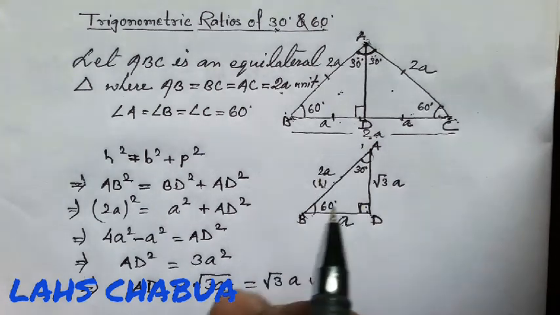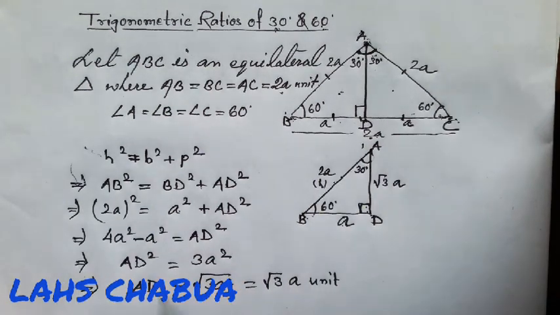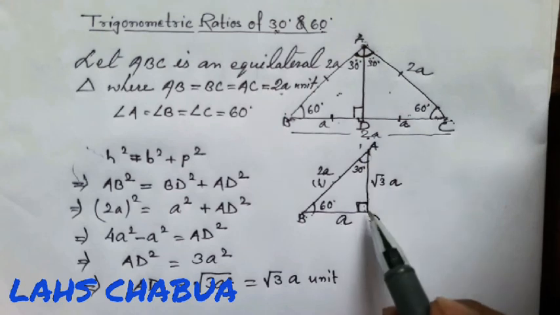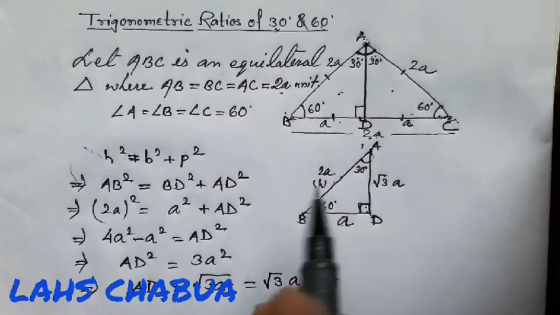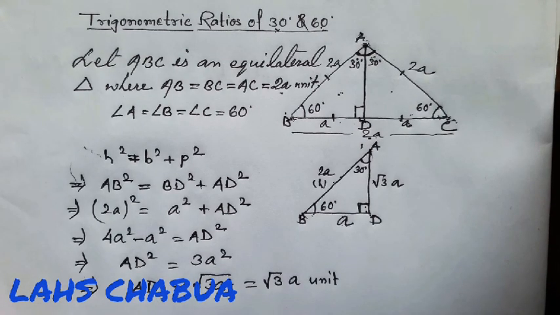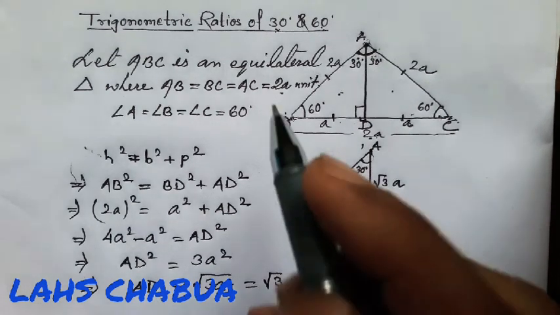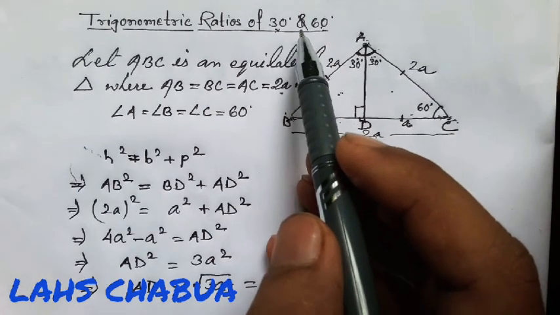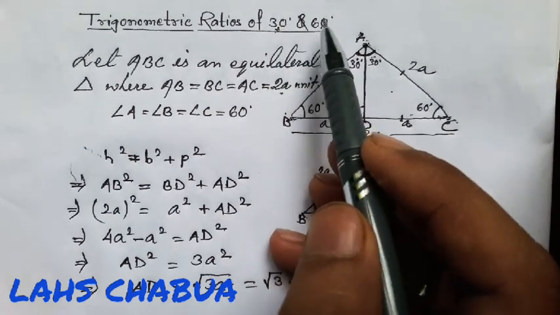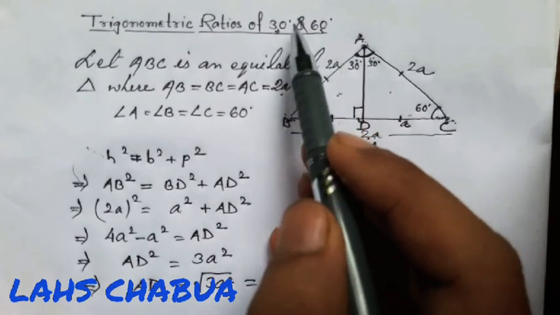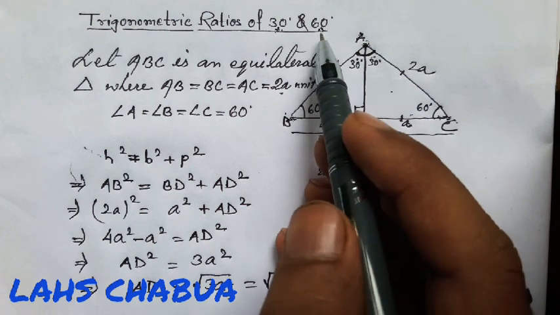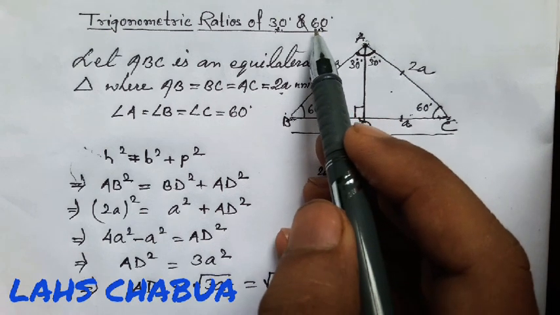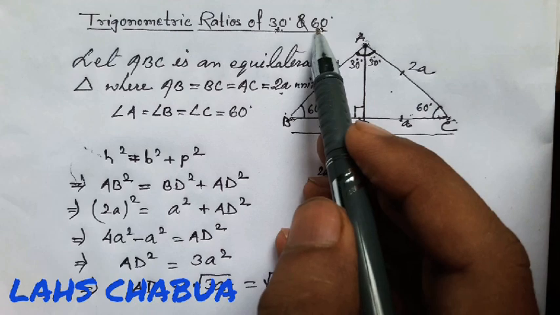Now this part is very important. You must know the actual length of AD. Okay, now we are going to find all the trigonometric ratios. Either you may calculate for 60 degree or 30 degree. Let us count first for 60 degree. We are going to get all the values of trigonometric ratios of 60 degree.